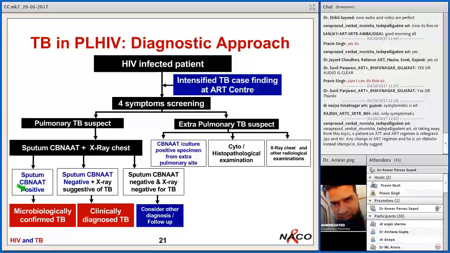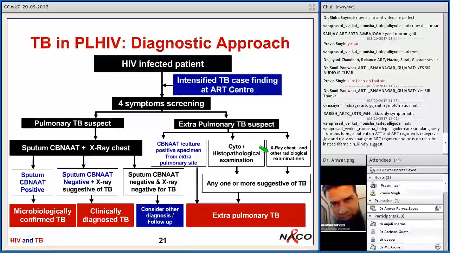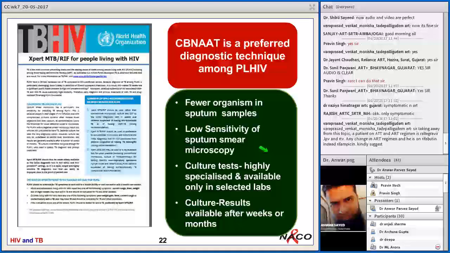Or if it is cyto or histopathological examination, for example, a lymph node which shows granulomatous lesions, it can be labeled as TB. In advanced immunodeficiency, you will not see granuloma, but there will be multiple lymphocytes. X-ray chest and other radiological examinations can be done, and based on that, our diagnosis is made. And if it is suggestive of tuberculosis, it is labeled as extrapulmonary tuberculosis.